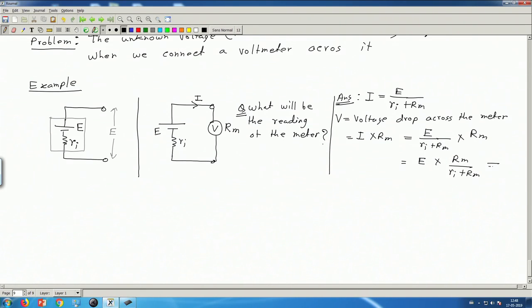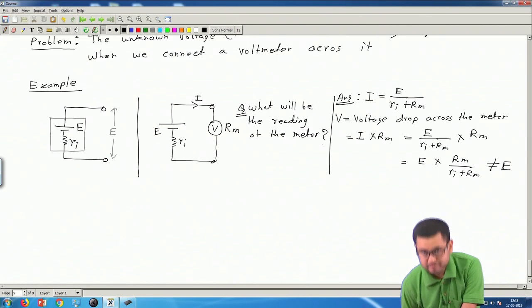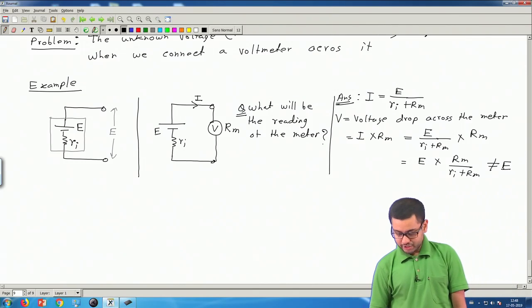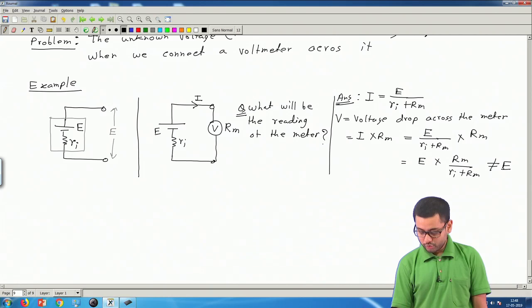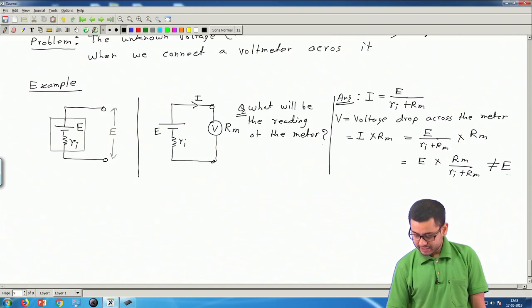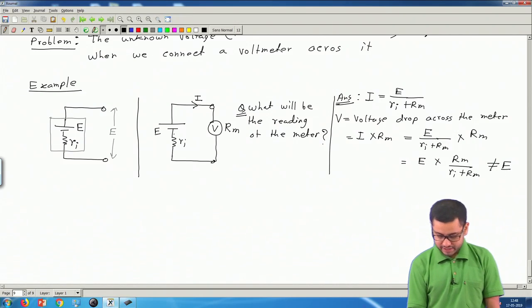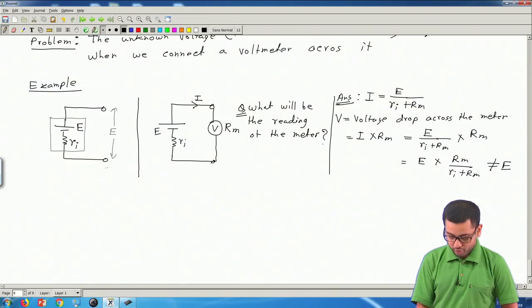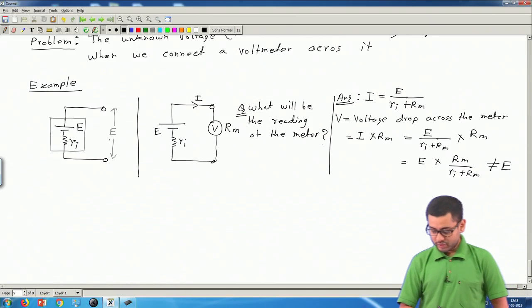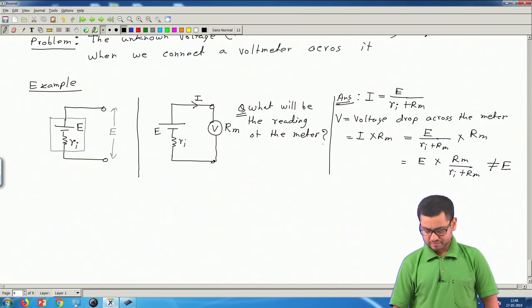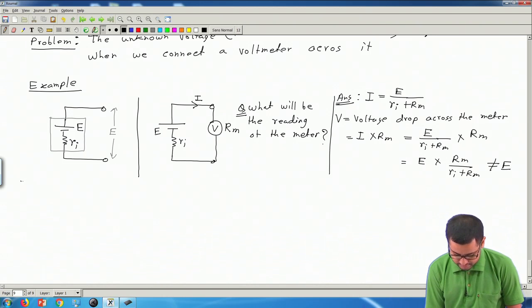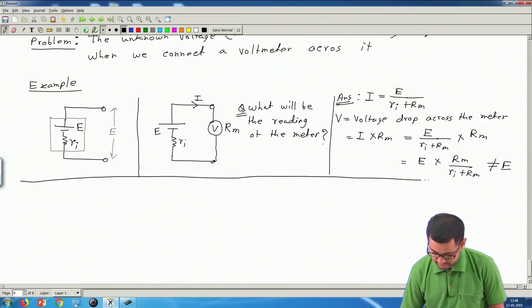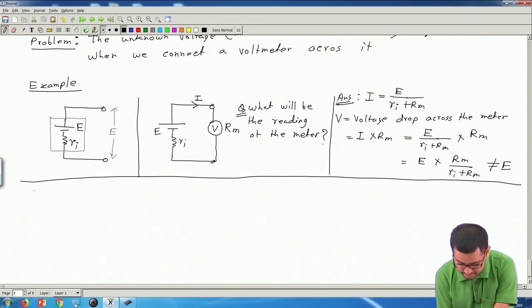and this is not equal to E. So the voltmeter reading will not be the same as the voltage that was there before the connection of the voltmeter. So we can have some error. Now, how much is the error?